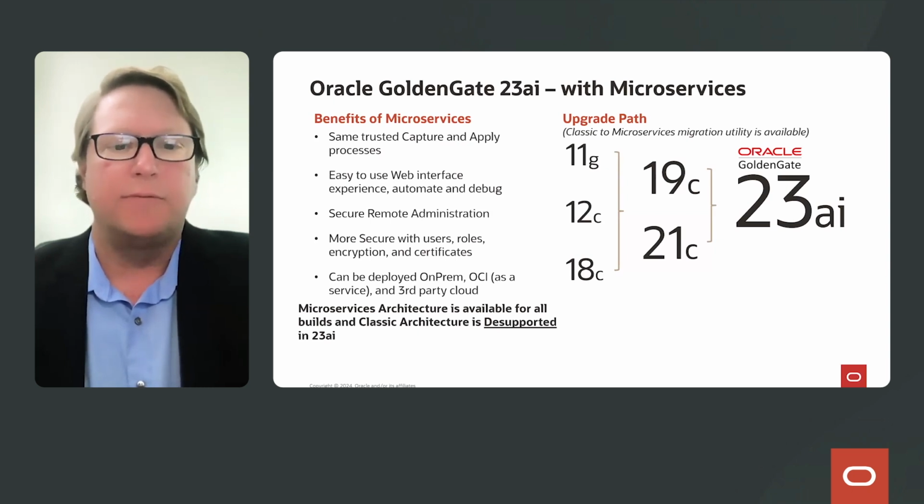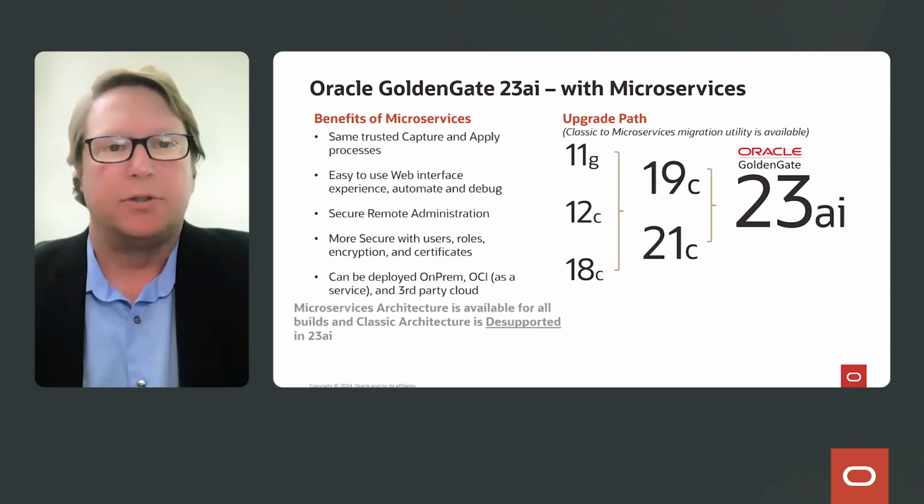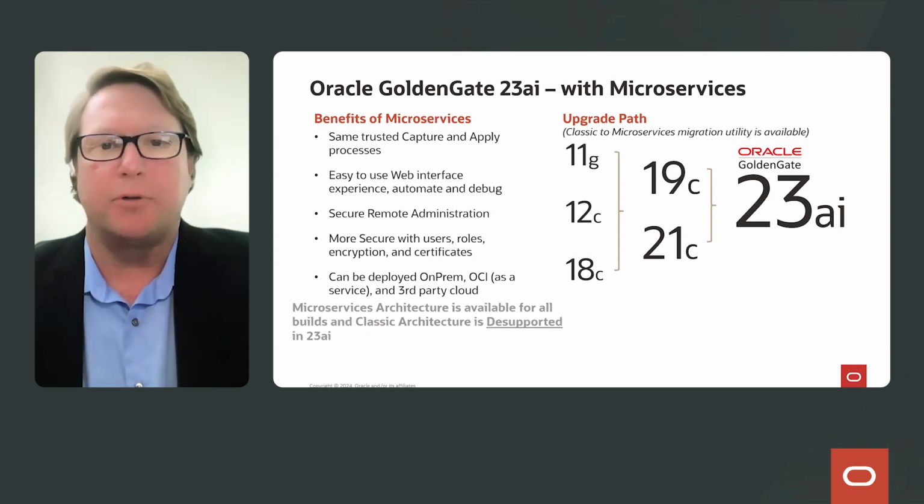Now, one thing that is very important: the classic architecture is completely desupported in this build. GoldenGate 21C was the last version that supported the classic architecture, so it's no longer functioning. This has some important implications as you upgrade.